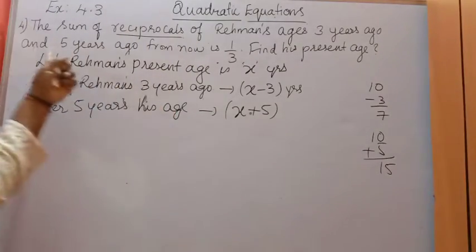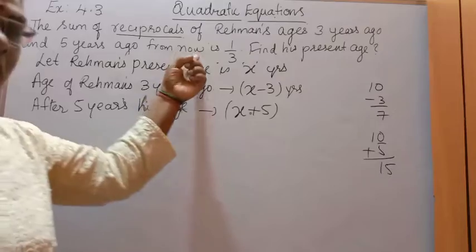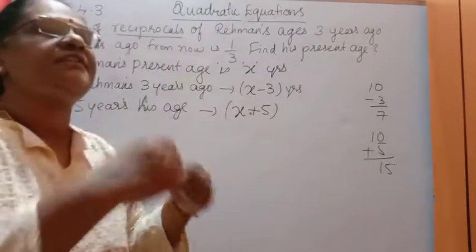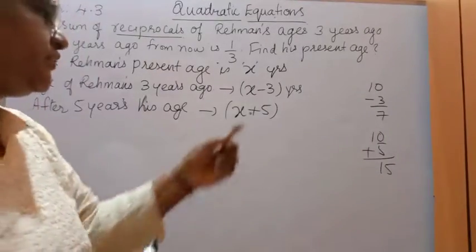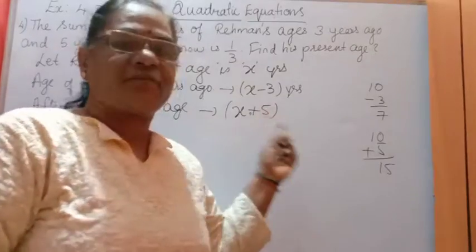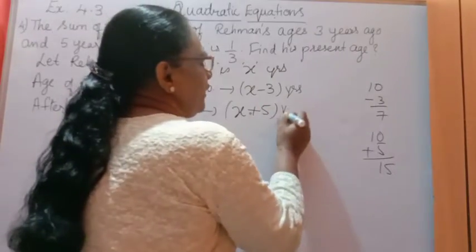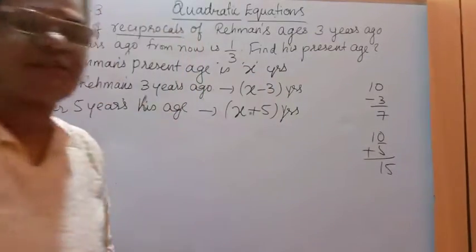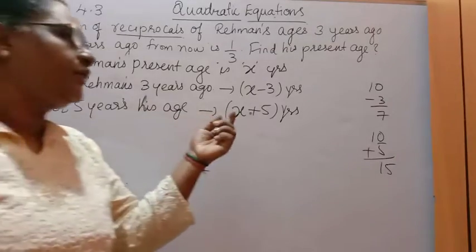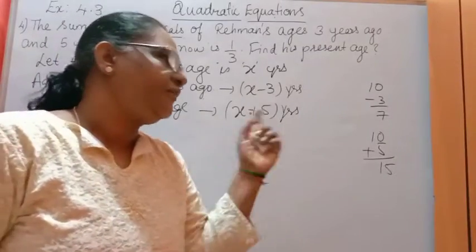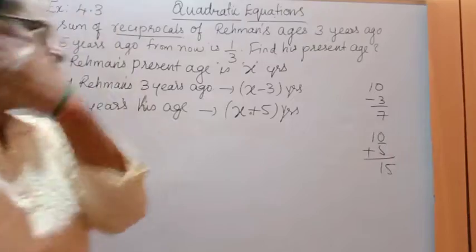Because they are asking 5 years from now. From now means from today. If you consider the next 5 years, what will be his age? His age would be x plus 5 years. 3 years back his age was x minus 3 years. After 5 years it would be x plus 5 years.